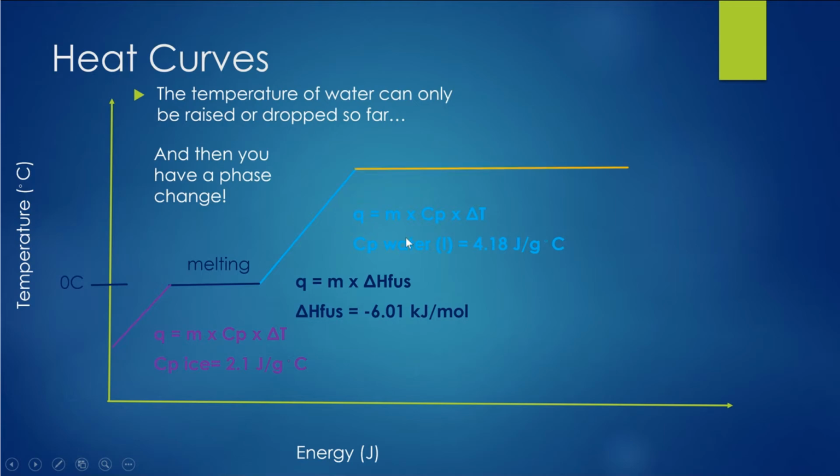And then, voila, another phase change. Now you're vaporizing the water, turning it from liquid to gas. That happens at 100 degrees Celsius. And that formula is your mass of water times your delta H vap. Again, on the previous page, I gave you joules per gram. Here I'm giving you negative 40.7 kilojoules per mole.